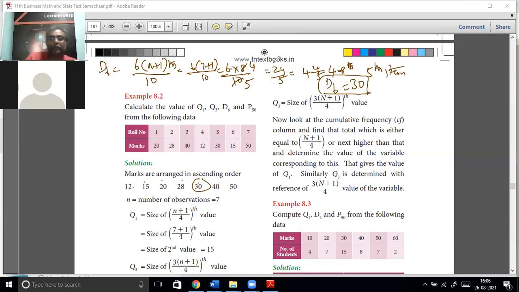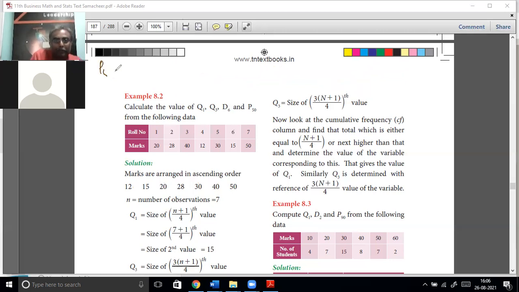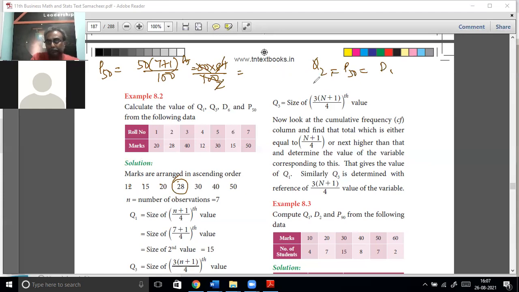Then what do they want to find? P50. P50 is nothing but median. Median: 1, 2, 3, 4, 5, 6, 7. So by guessing itself, you can say P50 is equal to 28. But we will do it with the sum now. P50 is equal to 50 into 7 plus 1 by 100, because percentile is 100. It is equal to 50 into 8 by 100. This will go 2 times, this will go 4 times. Fourth item: 1, 2, 3, 4, 28. That is right. Because P50 and Q2 and D5 are all equal to median.